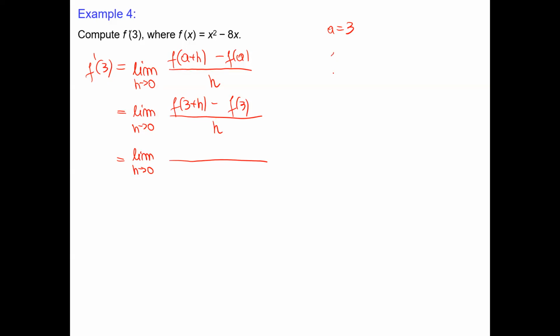Limit as h approaches 0. Let's find f of 3 plus h. We do have a function f of x, it's x squared minus 8 times x. Now I will replace x with 3 plus h. x squared will be 3 plus h squared, minus 8 times 3 plus h. And we can see what I did: I just replaced x with a different input, 3 plus h. So 3 plus h squared minus 8 times 3 plus h.